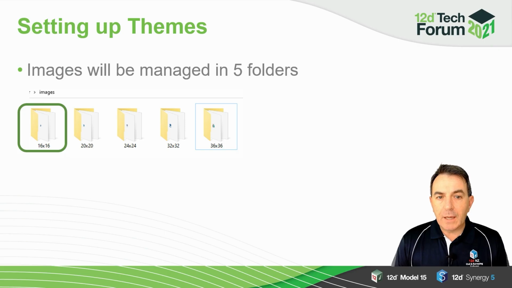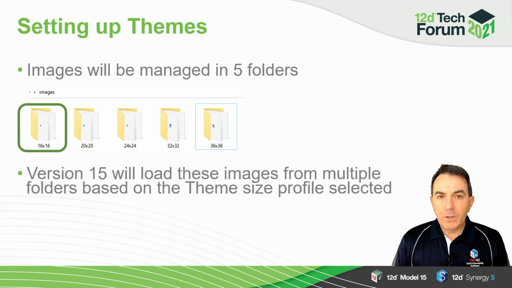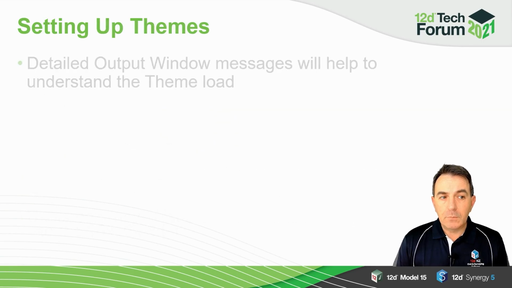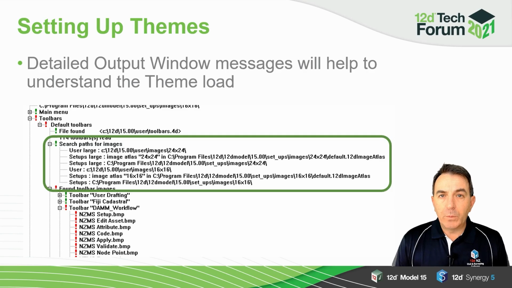Now, images. Images are going to be managed in 5 folders that you can see on the screenshot there. Version 15 will load these images from multiple folders based on the theme size profile that you select, i.e. the small, medium, large, or extra large. Users, you guys, can move all your historical custom icon files into the 16 by 16 folder, and 12D will just load those up for your workspaces and your toolbars as it's always done. Detailed output window messages will be run when you do load a theme, so this will help you see where everything's coming from and which files are being loaded in from where.